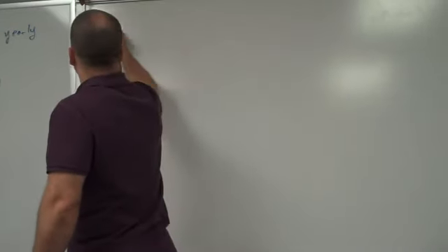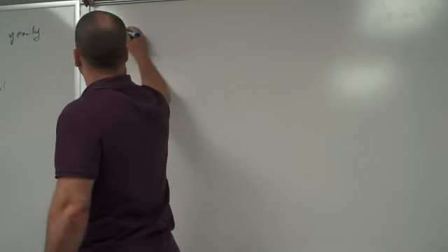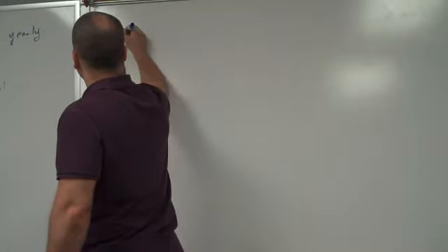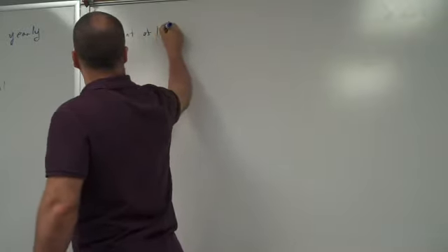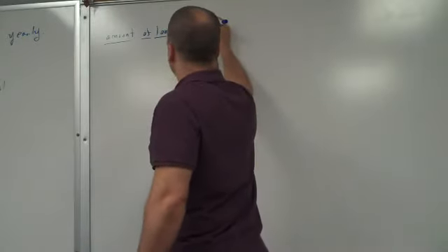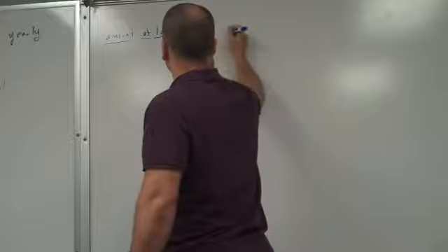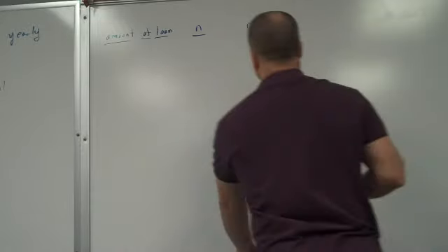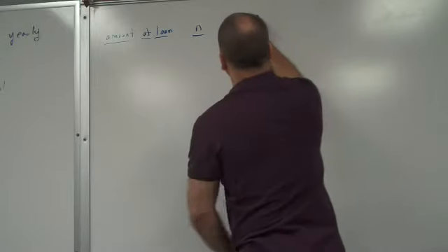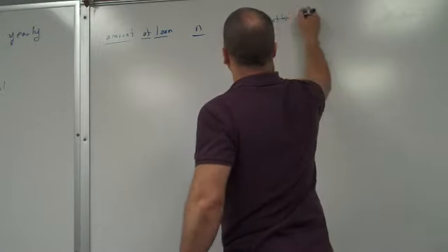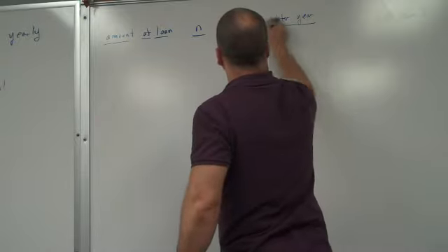Okay? Now, let's do a little table here. Amount of loan, n, which is number of times we're compounding, and the return, well, let's see, amount after a year. This is a chart.